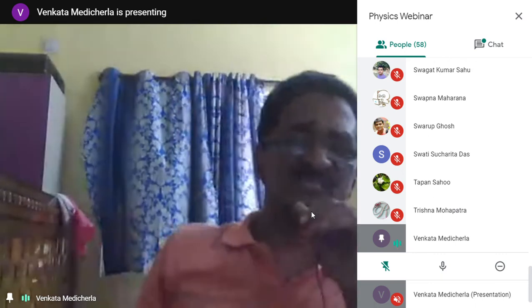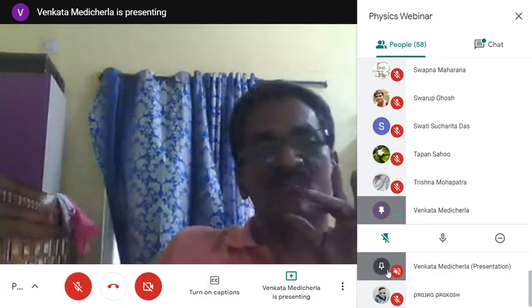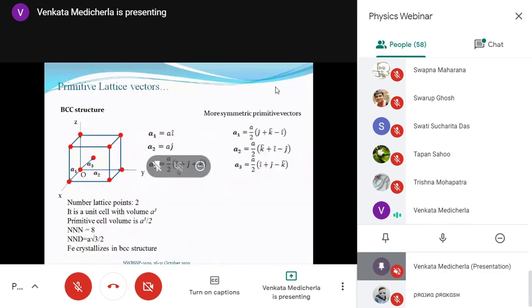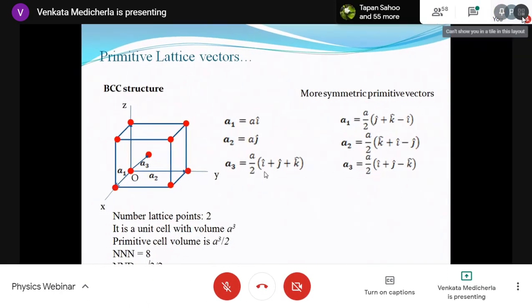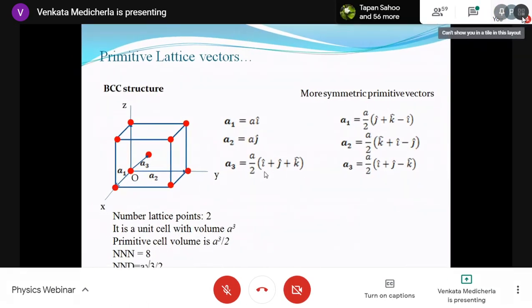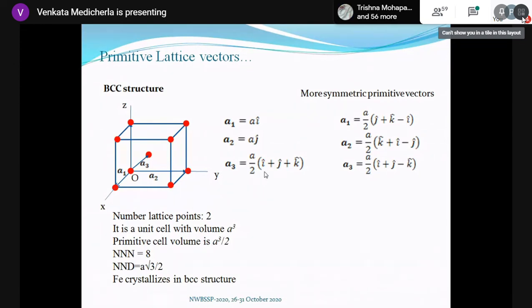But sometimes you are able to define primitive lattice vectors more symmetrically. That is very useful when you construct reciprocal lattices. And not only for reciprocal lattices, in any case, if you have symmetric vectors, they are always useful mathematically. Your work becomes easier. So how can you define symmetric primitive lattice vectors here?